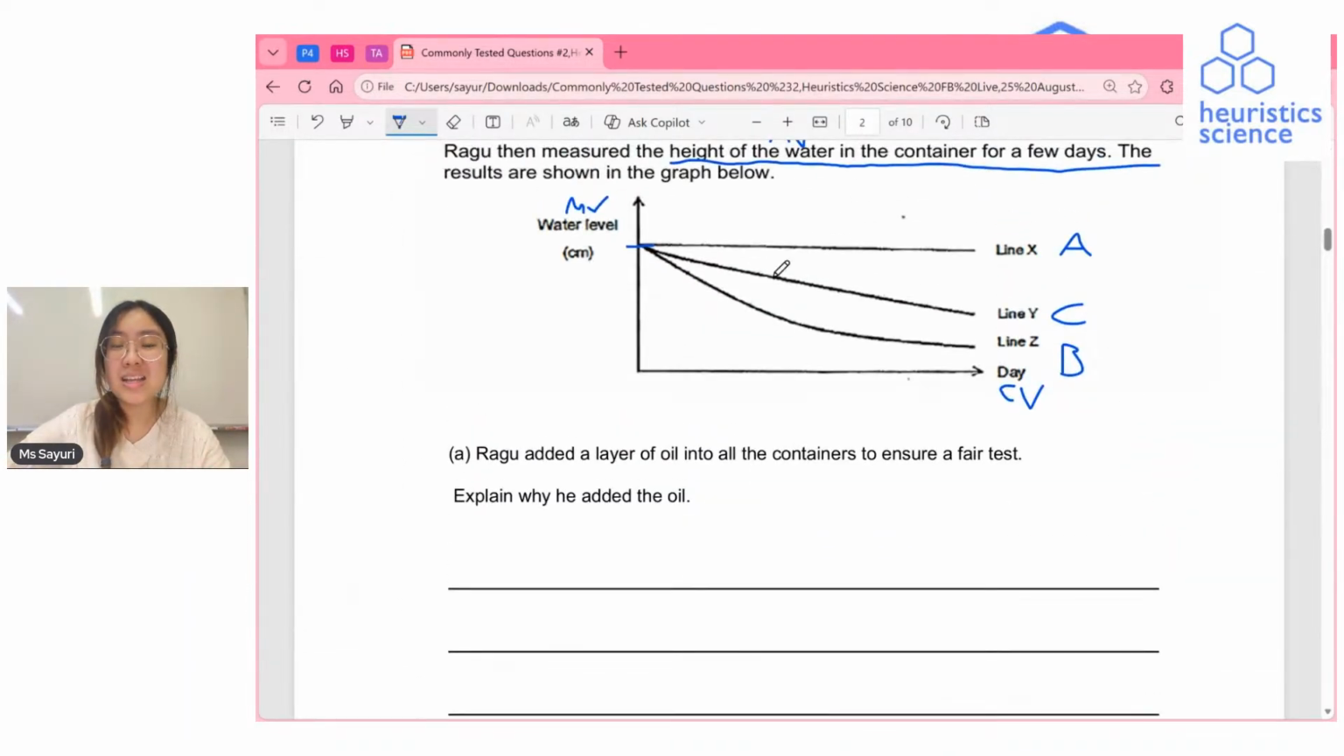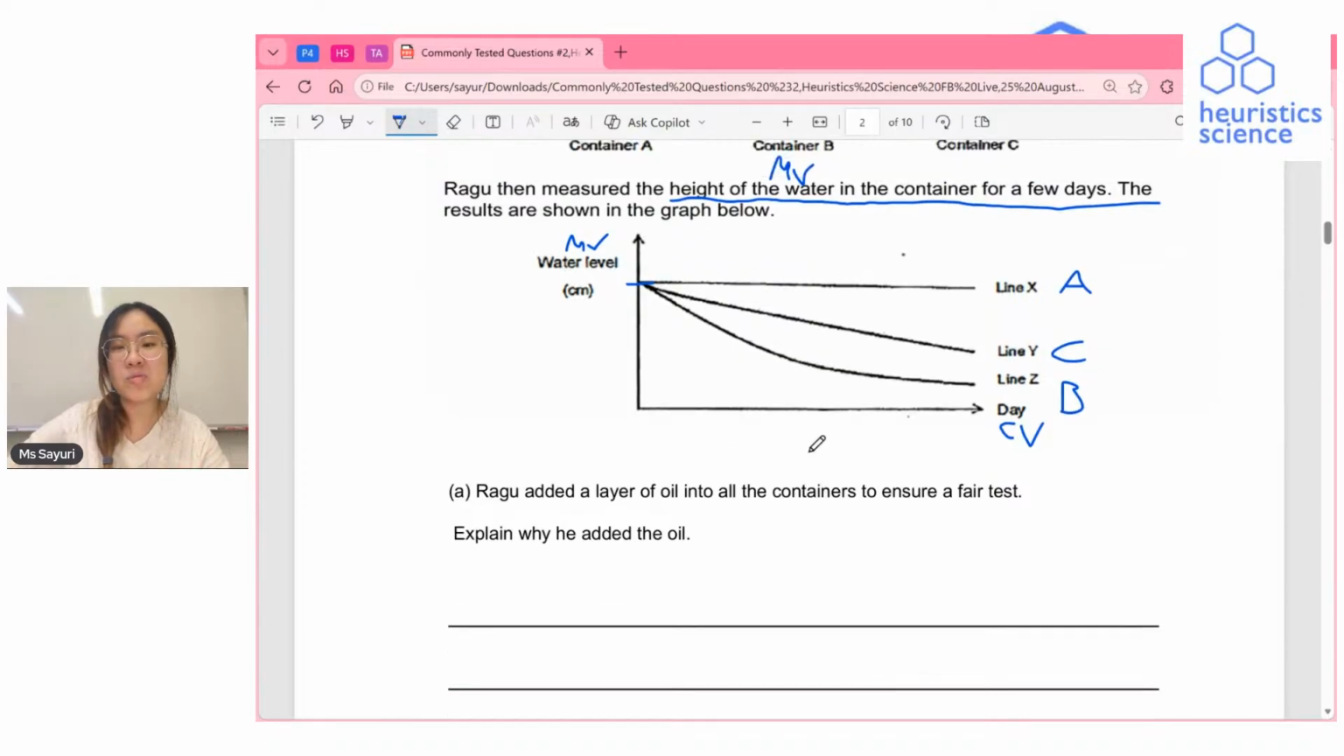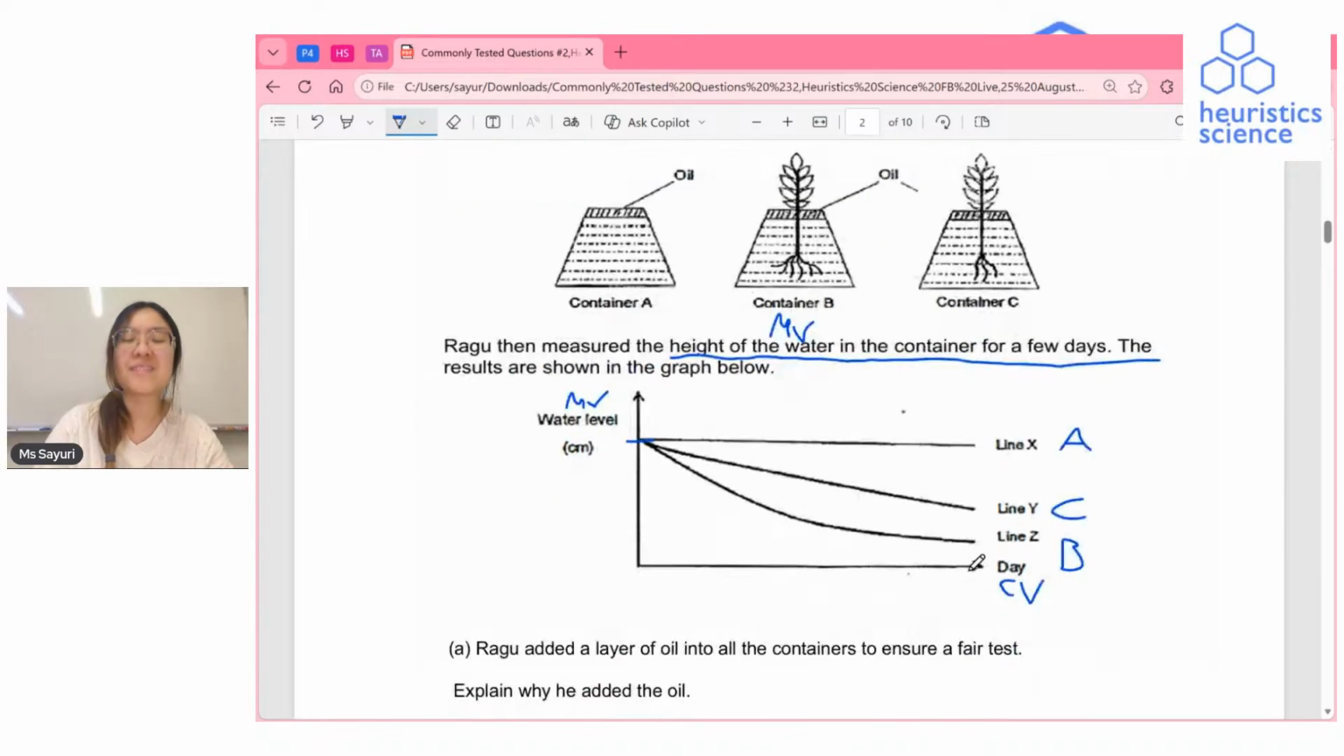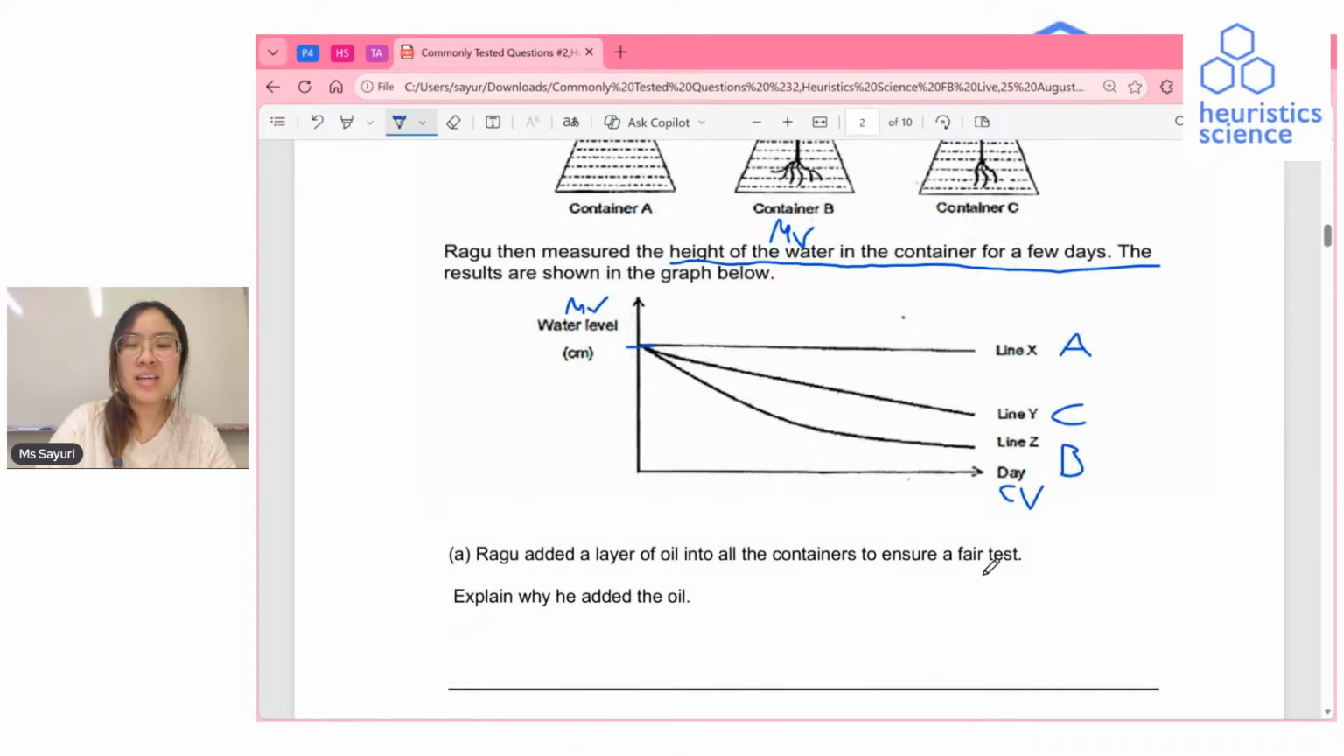So this one, they will actually ask you, which one represents maybe container C. Then maybe you will say, oh, it's line Y. Then you explain why. Currently, for this fair test question, there is a way to answer it. And I don't know why students, when they give me the answer, they're just like, oh, because there's only one change variable. Then I'm like, huh? Only one change variable is a fair test?